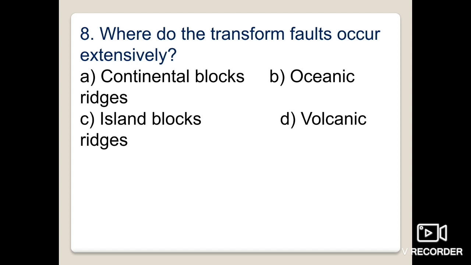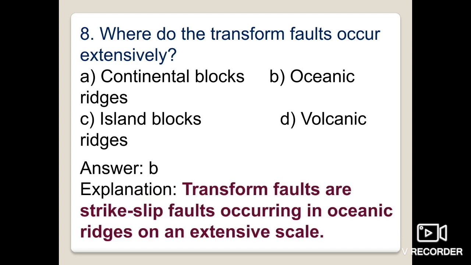Next one is, where do the transform faults occur extensively? Continental blocks, oceanic ridges, island blocks, or the volcanic ridges? So they occur in the oceanic ridges. Transform faults are strike-slip faults. They occur in the oceanic ridges on an extensive scale.